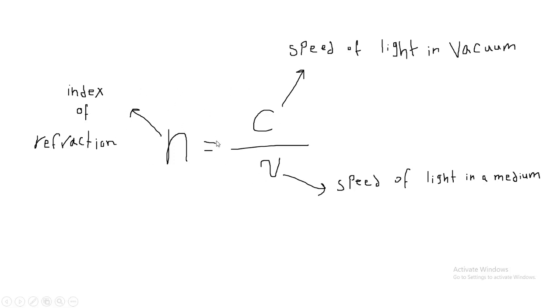This equation consists of three variables, n, c, and v. The n stands for index of refraction, and this n is a unitless quantity. It's a physical quantity with no dimensions. It's dimensionless, or you can say unitless, and it's called index of refraction. The definition is: index of refraction is the ratio between the speed of light in vacuum over the speed of light in a given medium.